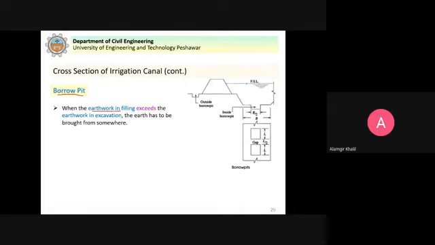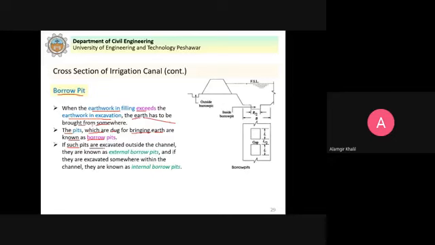Next we have burrow pit. When the earthwork in filling exceeds the earthwork in excavation, the earth has to be brought from somewhere. Now in this case, the earthwork in filling exceeds the earthwork in excavation, so we have to bring additional material from somewhere. The pits which are dug for bringing earth are known as burrow pits.